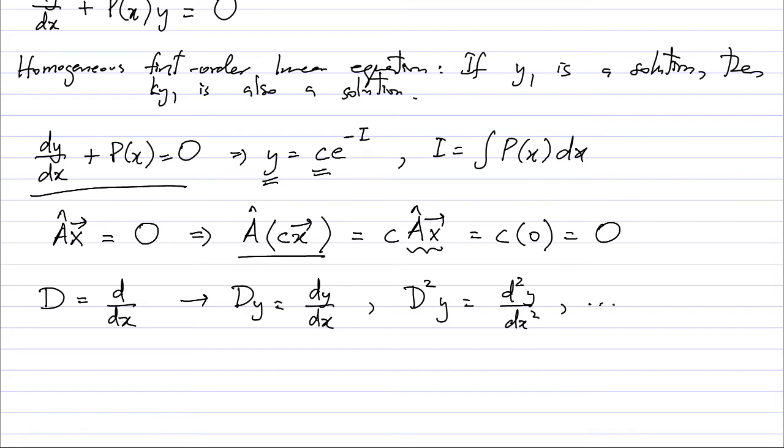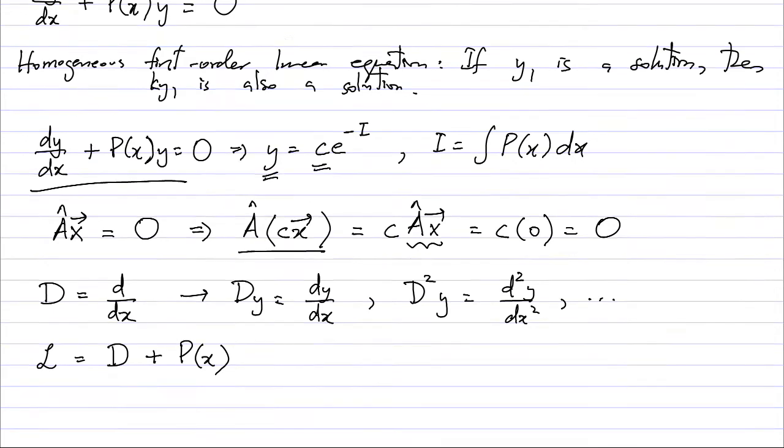Then I can also define the operator L as D plus p of x. Oh sorry, there was a mistake above. Let me fix that. It should be L y is equal to 0. That.